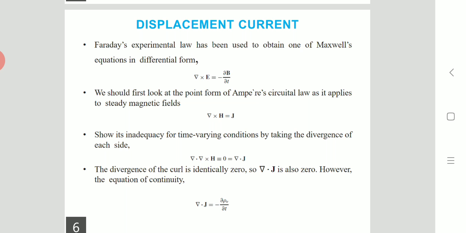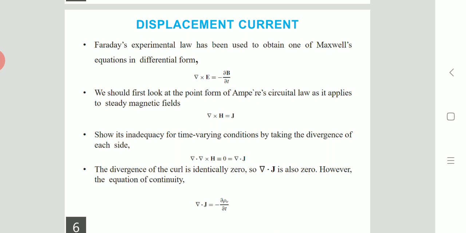Now we should first look at the point form of Ampere's circuit law as it applies to steady magnetic fields. Previously, for steady magnetic fields, we studied the point form of Ampere's circuit law, that is del cross H is equal to J. This is the point form of Ampere's circuit law we have derived.